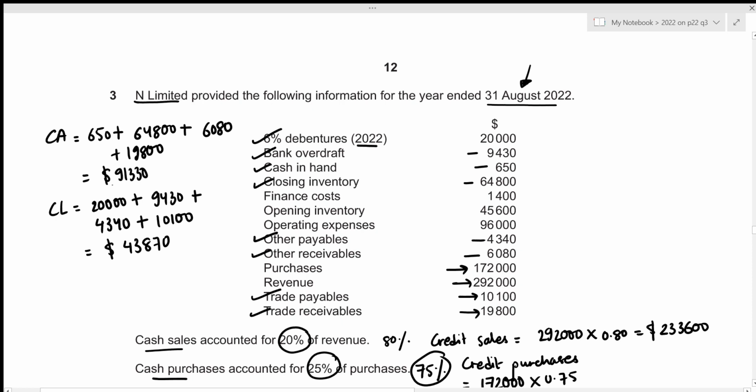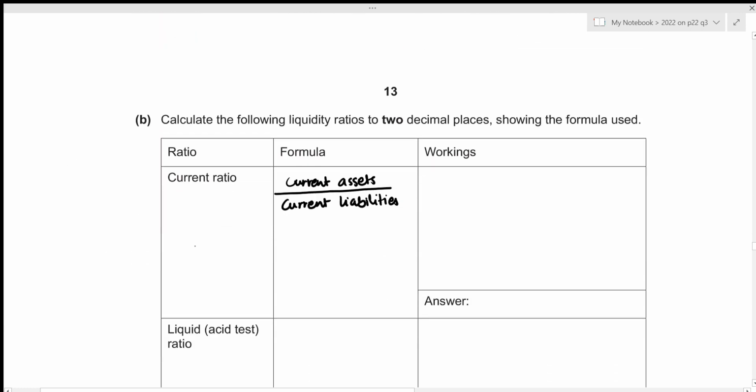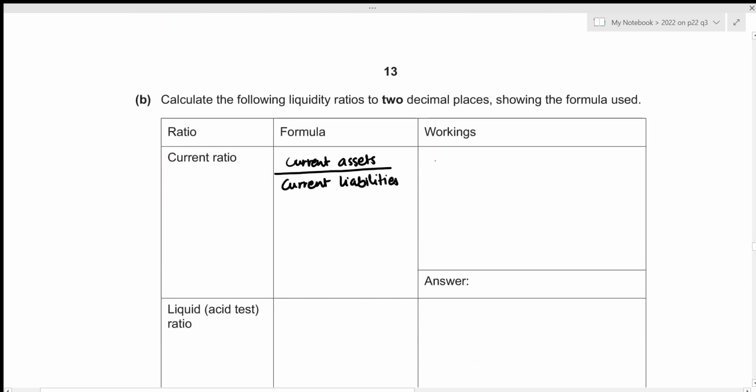So we just need to substitute this amount of 91,330 and 43,870. Let's do that. We have our current assets of 91,330 and the current liabilities of 43,870. This gives our current ratio to have the value of 2.08 is to 1. So the answer is 2.08 is to 1.